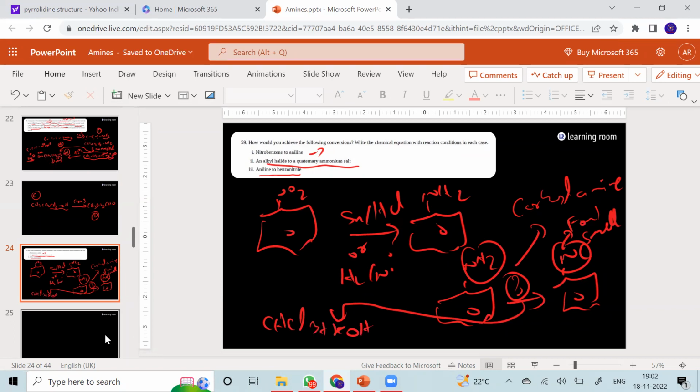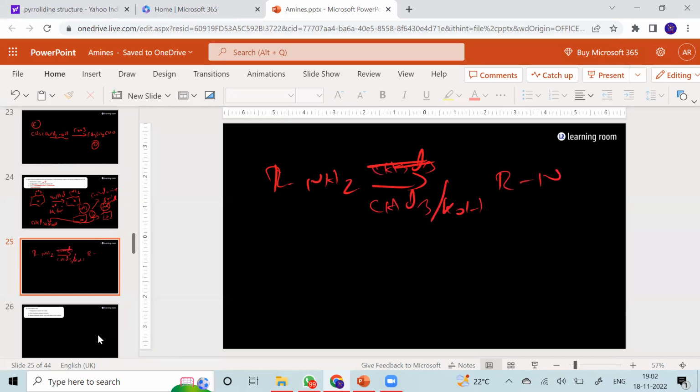If you write the general reaction for the carbylamine reaction, if you have RNH2 and you go for CHCl3 in the presence of KOH, you are going to form RNC. That is a foul-smelling compound. If you get the foul smell, then we can understand that it is a primary amine. Secondary and tertiary amines will not react. They will not give any reaction with CHCl3 and KOH.